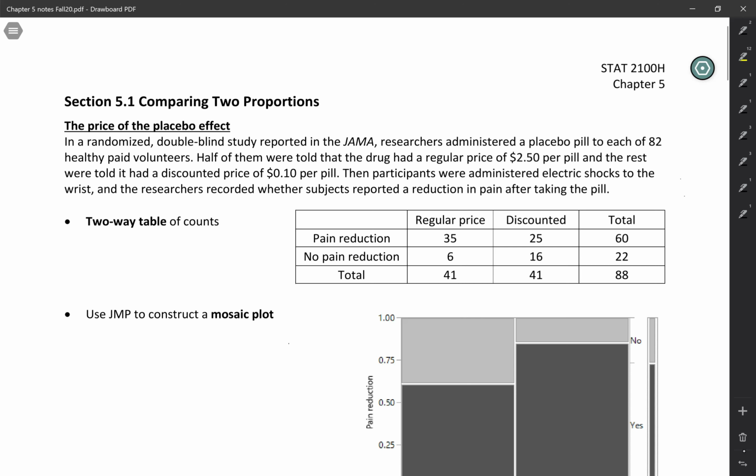So we've organized the outcome of this study in a 2-way table of counts. And when they say 2, that refers to the fact that there are 2 variables here. So these happen to also be binary variables, meaning they only have 2 categories. But even if there were more categories, it would still be called a 2-way table.